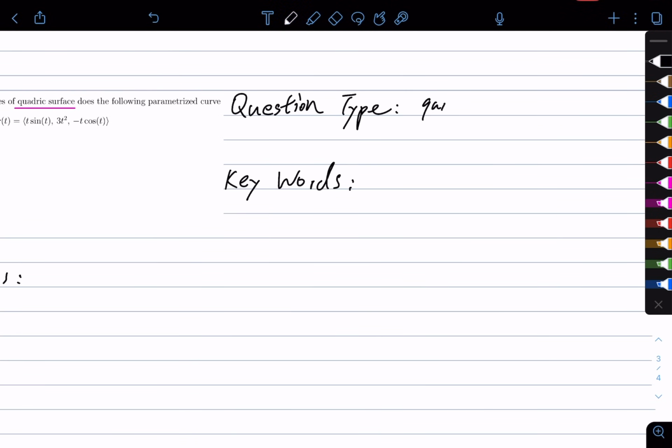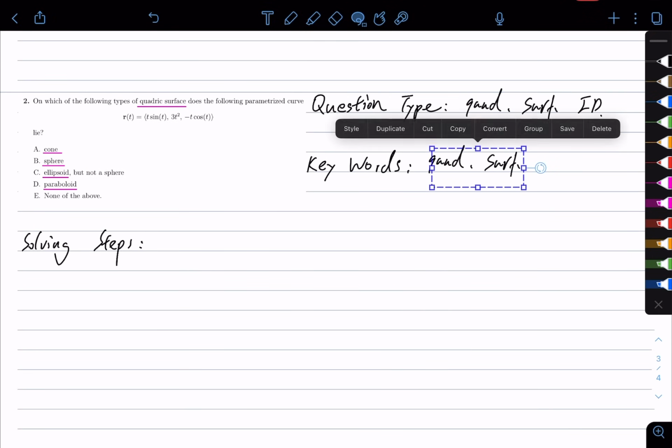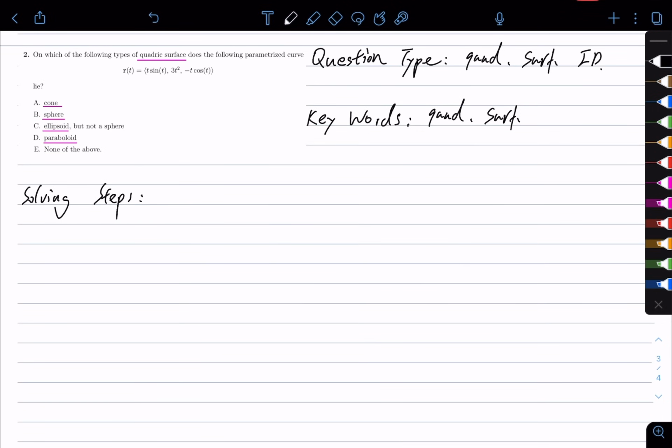So quad surf ID. I'm just simplifying things for you. The keywords here are just quadric surface, and then the names of the quadric surfaces. But this question I consider sort of an outlier to your regular quadric surface identification problem, because there is no quadric surface equation. We only get an equation of the parameterized curve. So that's why it's an outlier. But it's not really difficult to solve once you see it through.